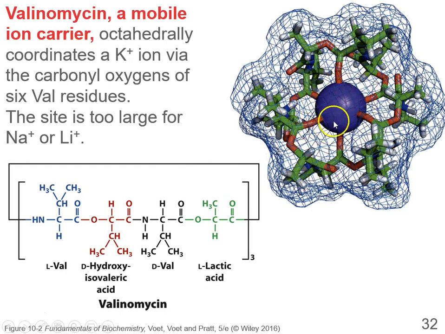And you can see this is the potassium ion right here. And what happens is the carbonyl oxygens will form interactions to the potassium ion, which has a full positive charge. And this is the key to valinomycin being able to transport potassium only, because of this octahedral coordination complex that it forms. So sodium and lithium, as we learned in general chemistry, are smaller than potassium. So sodium and lithium aren't able to form that coordination sphere. So sodium and lithium ions are not transported, only potassium ions are.